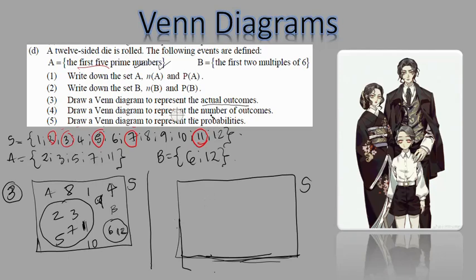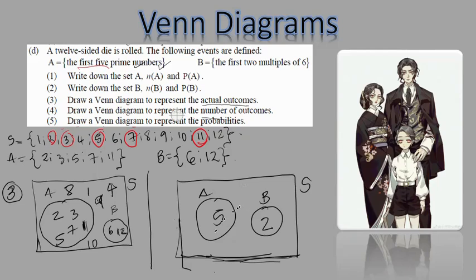Okay, the Venn diagram that I want now is the one that shows the number of outcomes. So right here, I'll do event A, I'll do event B there. So here's A, here's B. How many things are in B? I have 2 values in B. How many values are in A? I have 1, 2, 3, 4, 5 values in A. Right? Then how many values are in the rest of the sample space?